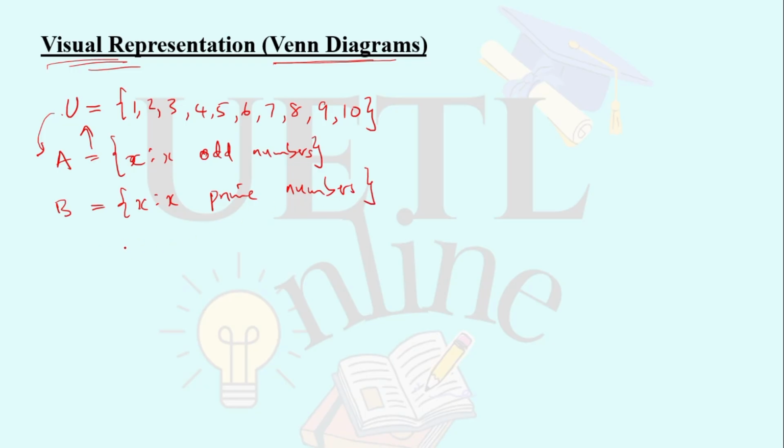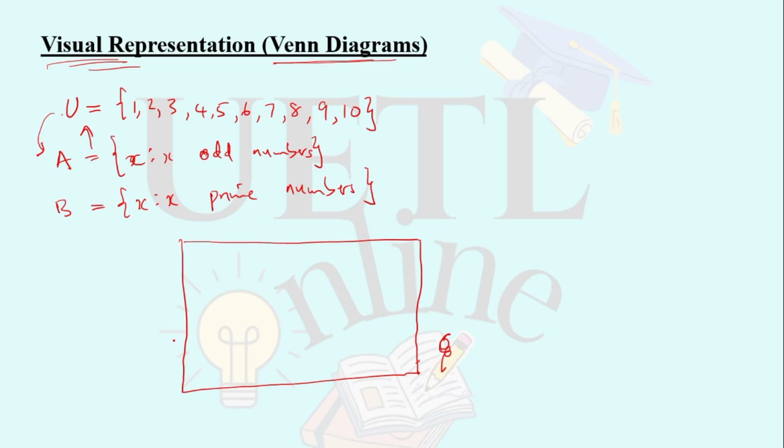If you want to visually represent these sets, the first thing is to write a universal set. A universal set is represented by a rectangle like this. This is where all our elements go. A universal set can also be represented by this symbol, which looks like a snake. So this is the representation of the universal set.